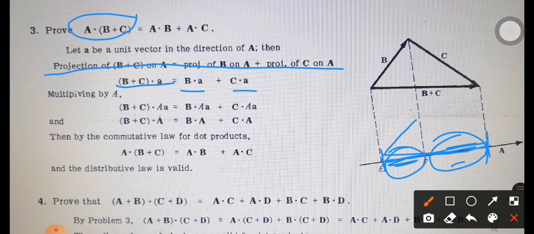Now we will multiply the scalar number, which is the magnitude of the vector a, on both sides of the equation, and we will get (b plus c) dot a is equal to b dot a plus c dot a. This is what we have to prove in this property.